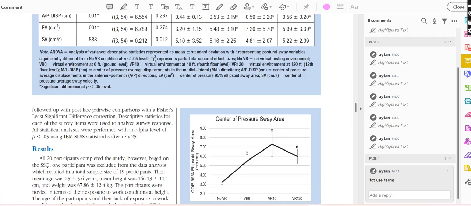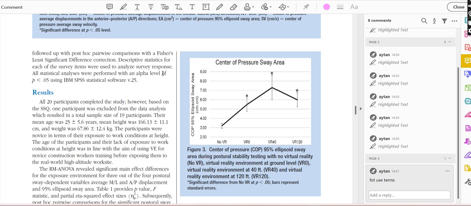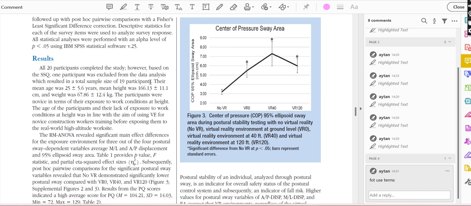followed up with post hoc pairwise comparisons with a Fisher's least significant difference correction. Descriptive statistics for each of the survey items were used to analyze survey response. All statistical analyses were performed with an alpha level of p less than 0.05 using IBM SPSS statistical software v.25.